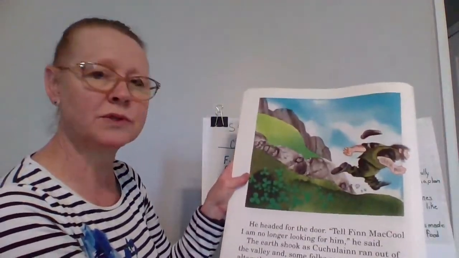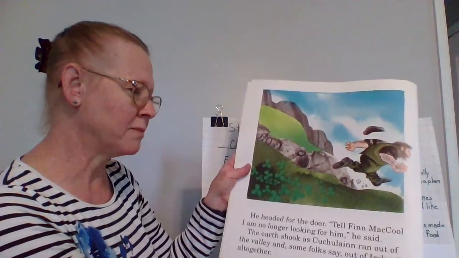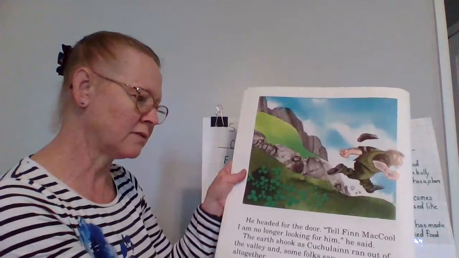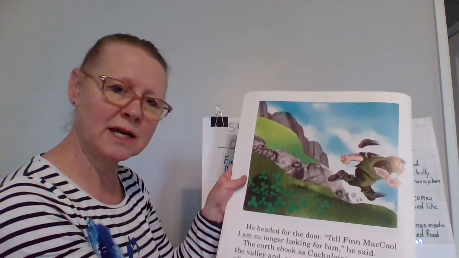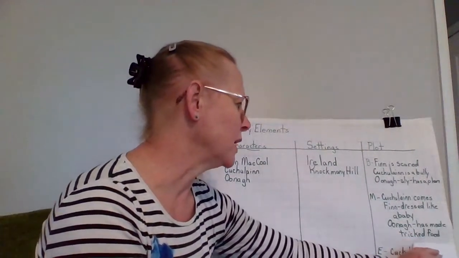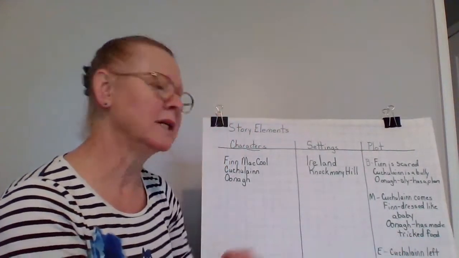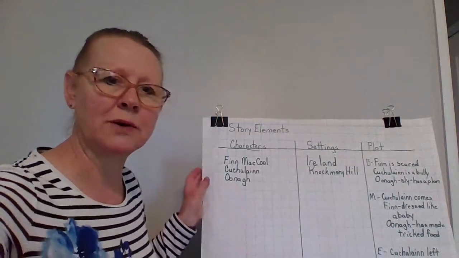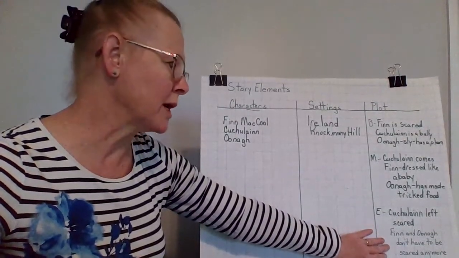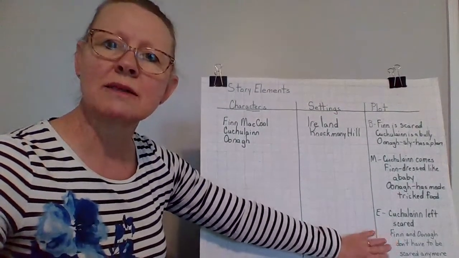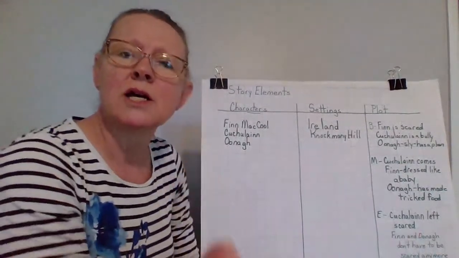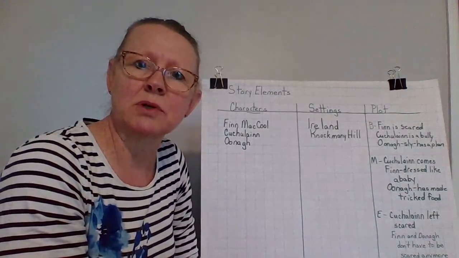So Cuchulainn headed for the door. "Tell Finn McCool I am no longer looking for him," he said. And the earth shook as Cuchulainn ran out of the valley, and some folks say out of Ireland altogether. So at the end of our story, Cuchulainn left them alone. And Finn and Una don't have to worry about being scared anymore because they have tricked him. They've used brain over brawn to win out in the battle against the bully.